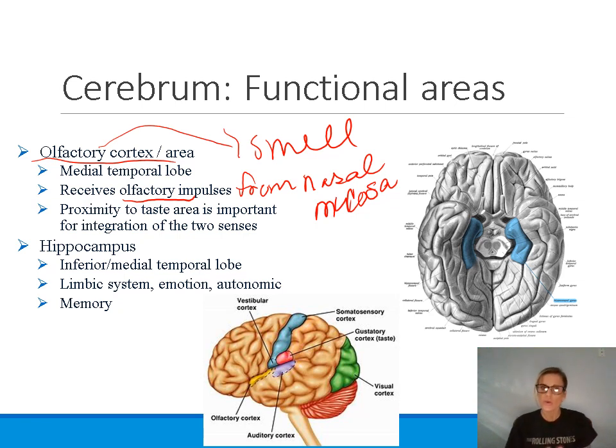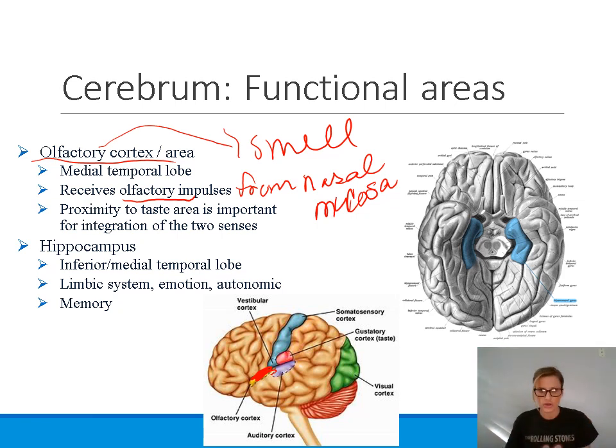The olfactory cortex is on the medial side of the temporal lobe. So if you look at the bottom picture, remember the temporal lobe is this lobe right here, the lobe that's underneath this fissure or deep sulcus right here. You have to actually kind of pull back the temporal lobe and look on the inside of the temporal lobe, or the medial aspect of the temporal lobe, to get to the olfactory cortex.